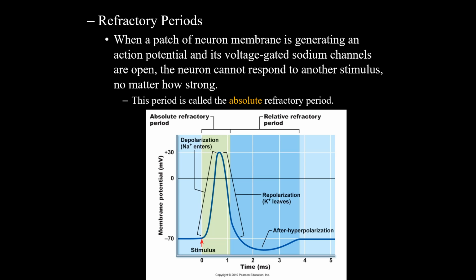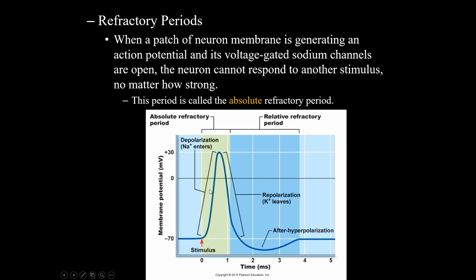This does 2 things for us. It makes sure that every action potential is a single, concrete, discrete bit of information, and it makes sure that our impulses always travel one way. We don't get backwards flow down an axon, so the impulse always travels one way because of the refractory period.